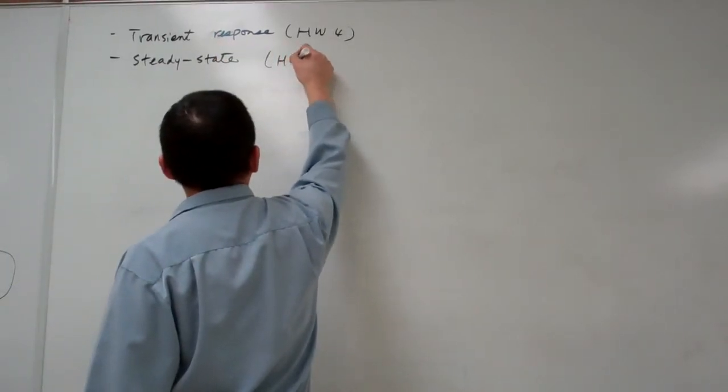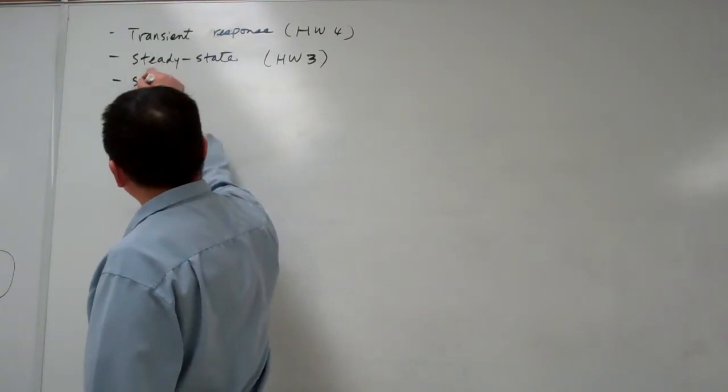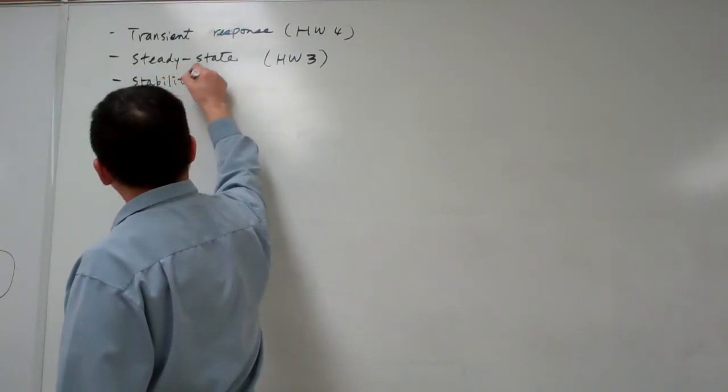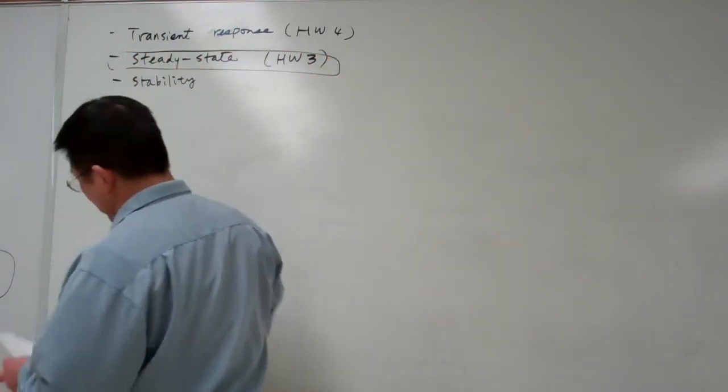That is homework 3. Okay, and then the follow-up is called stability, so that could be another homework. Okay. So right now today I'm going to talk about steady state error.